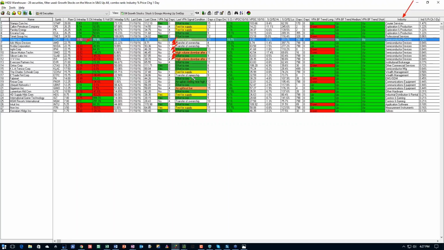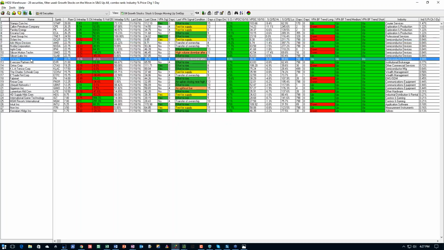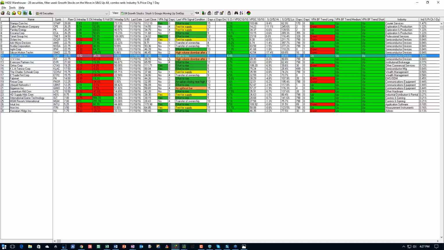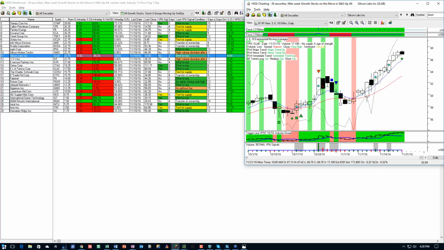This one, IVII, crossed over 5 days ago, or had a, no, that was a high volume down bar. That wasn't positive. Let's look at Silicon Labs here. 3 days ago. That was the last VPA before today, and then there was another one back here. But you can see that this group has been moving up nicely. Right here, this line, and the VPOC happened clear back here.